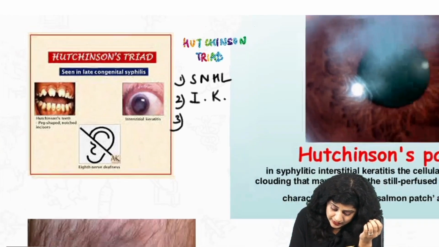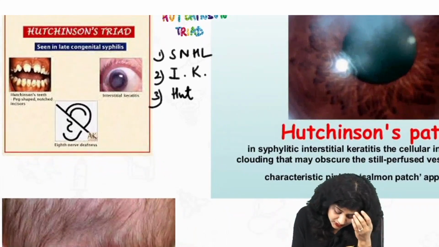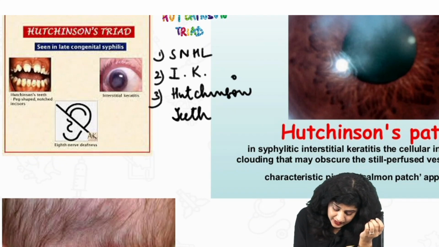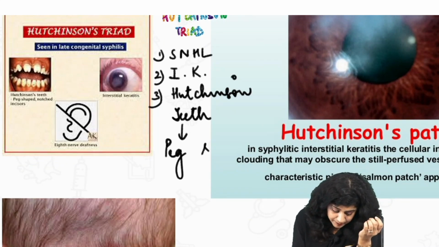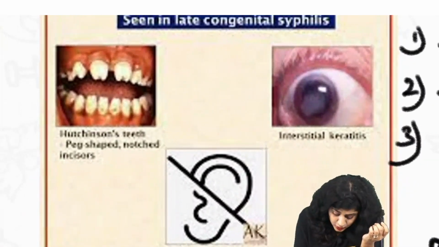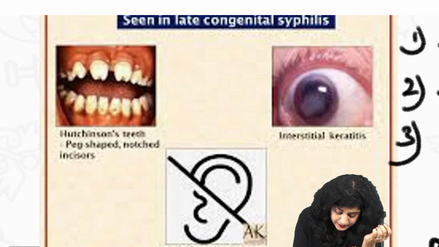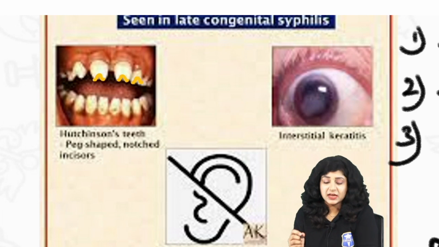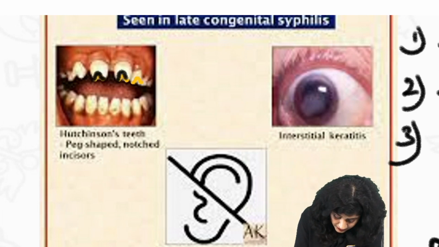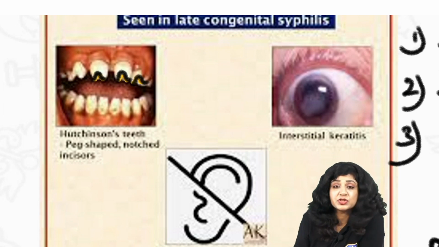Hutchison teeth is your malformed teeth. They are called peg-shaped teeth, or the notched ones. Can you see this notching is there? This notching that you are seeing in these teeth is called Hutchison teeth or pegging. Is it visible, guys? So, this one is called peg-shaped teeth.